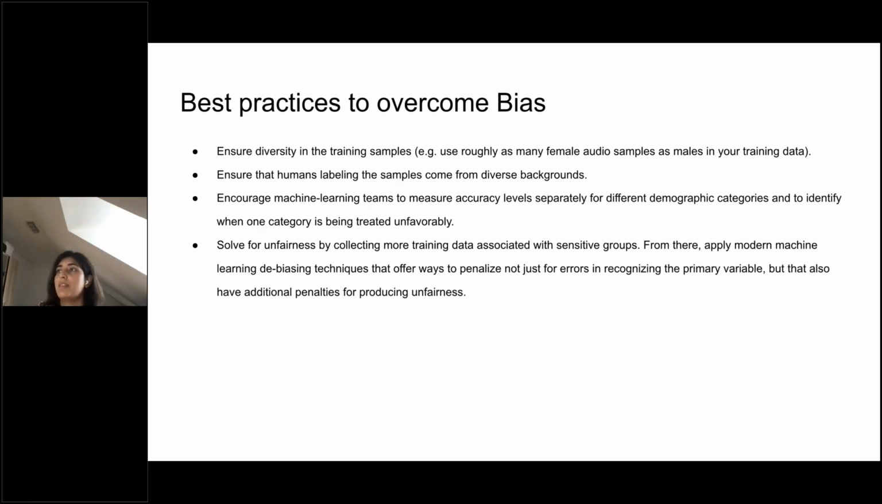Second, ensuring that the humans labeling the samples come from diverse backgrounds. Like I said, very few women are working in AI and data science overall in the world. So we need to make sure that the hiring is fair enough, that the people who are labeling the data come from diverse backgrounds, not just one set of eyes, but multiple are required there. Also, encouraging machine learning teams to measure accuracy levels separately for each of these categories.